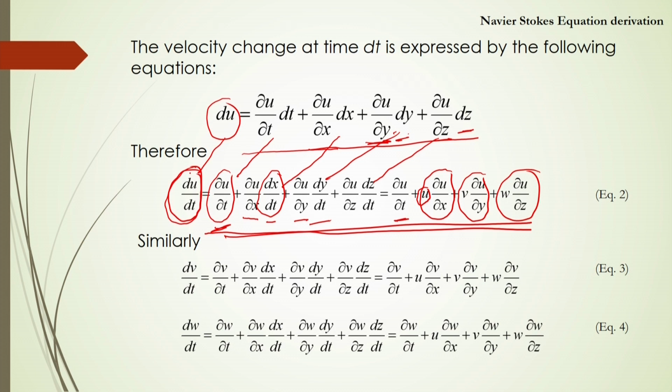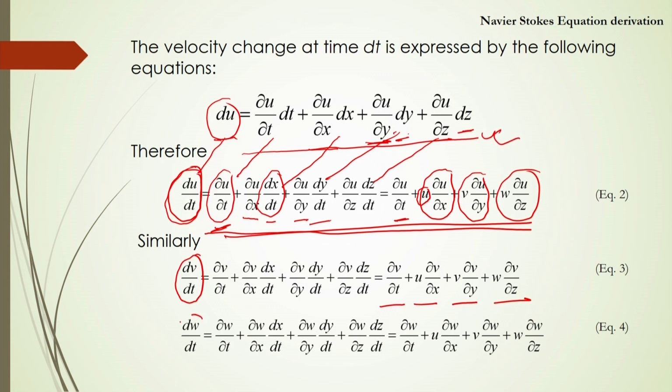So, from this du expression you can express the acceleration in the x direction. Similarly, in the y direction, the acceleration will be dv/dt. Similarly, you can have ∂v/∂t plus u into ∂v/∂x plus v into ∂v/∂y plus w into ∂v/∂z, by dividing dv by dt in the same way.